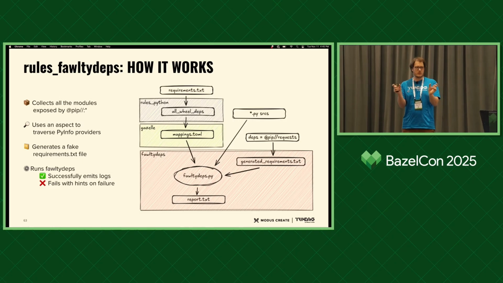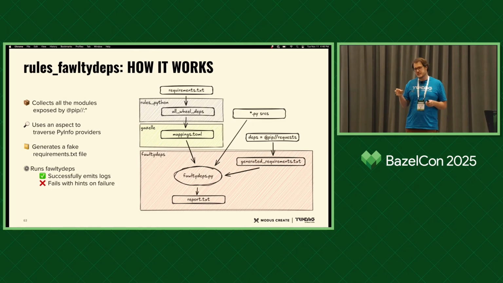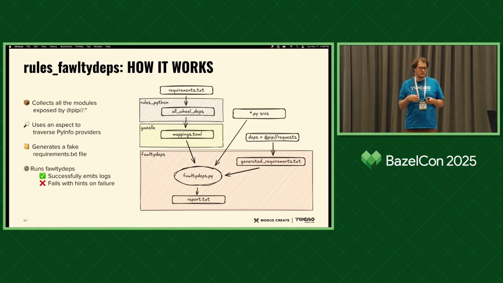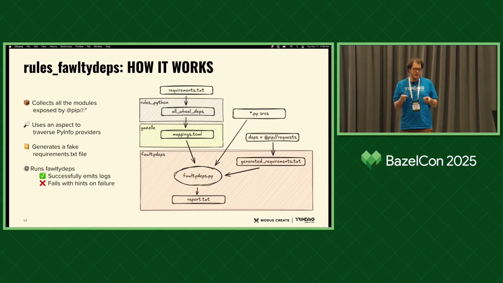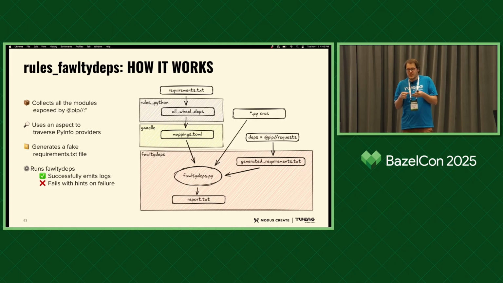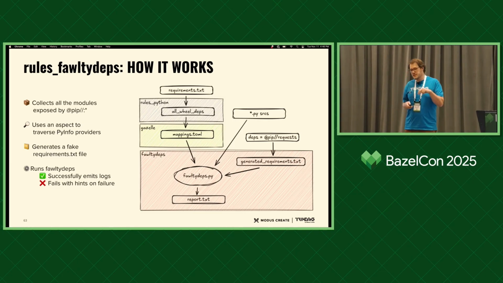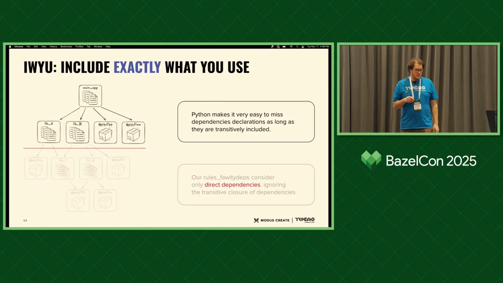I pass that to Fawltydeps, along with the sources and along with some modifications I make to the deps list so that it looks like a requirements.txt file to the tool. I need to basically transform a py_library from Bazel into something that looks like a Python project with requirements, a set of files, a name, etc. And then I get a report saying, hey, these things you did not declare, these things you are declaring but you don't use, and everything else is good. So, okay.